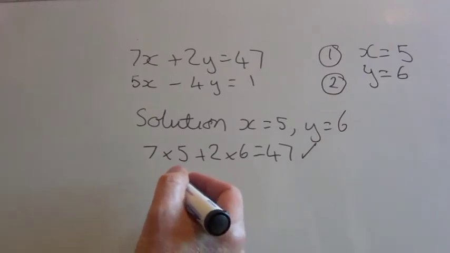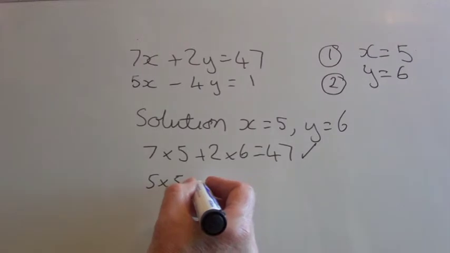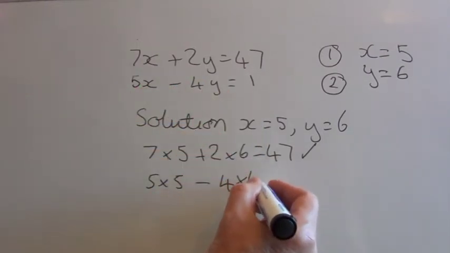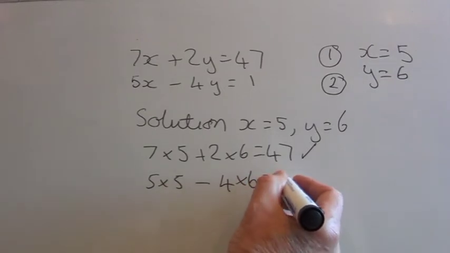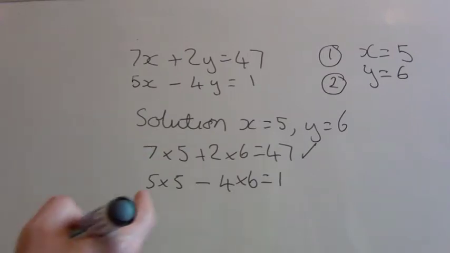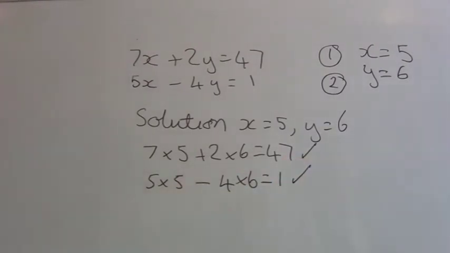For equation 2 we have 5 times 5 minus 4 times 6 equals 1. So 5 times 5 is 25, 4 times 6 is 24, 25 minus 24 equals 1. So both our values for x and y are correct.